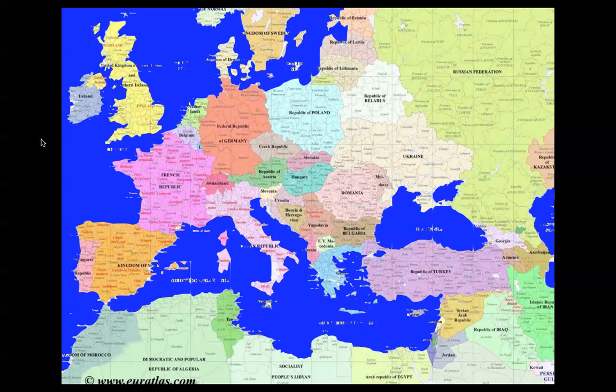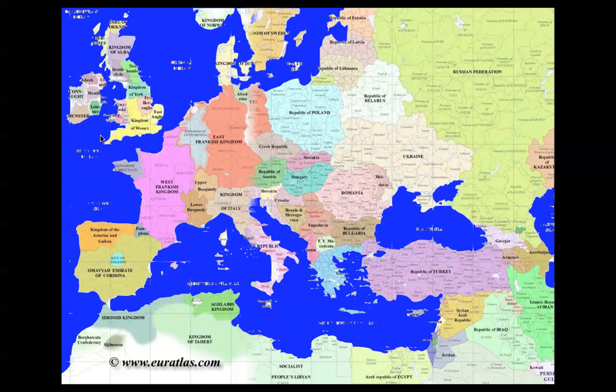Now, this next map is modern-day Europe. It shows all of the large countries that are in Europe today. There are some larger countries. There are also some smaller countries. But things looked a lot different 1,000 years ago. You didn't see big countries like Poland and Germany and France. What you had was many, many little itty-bitty kingdoms.